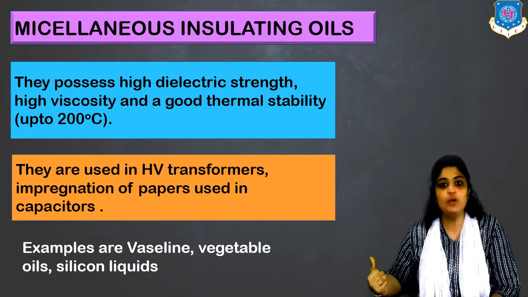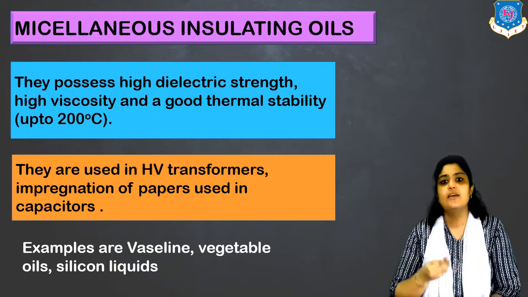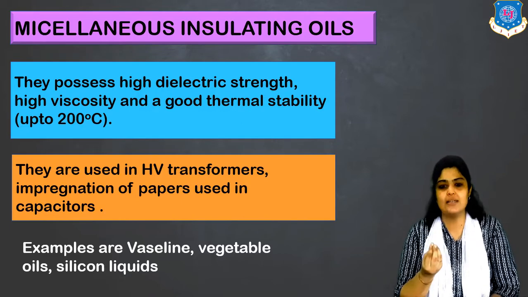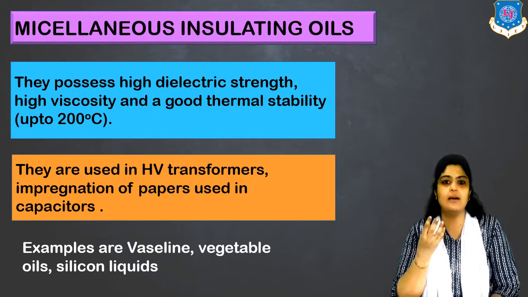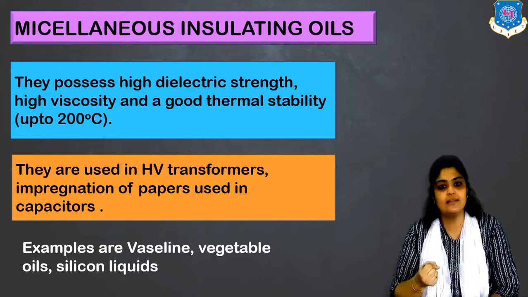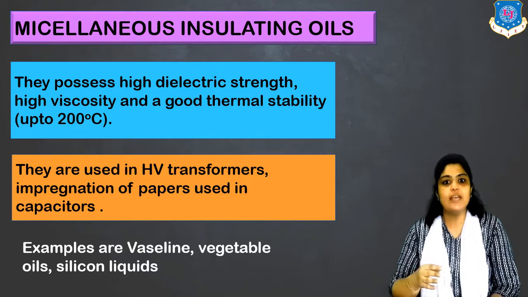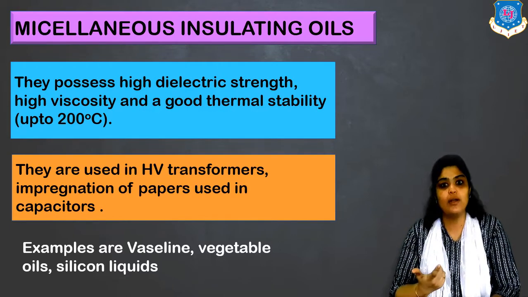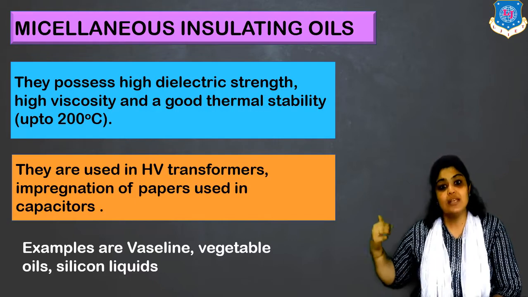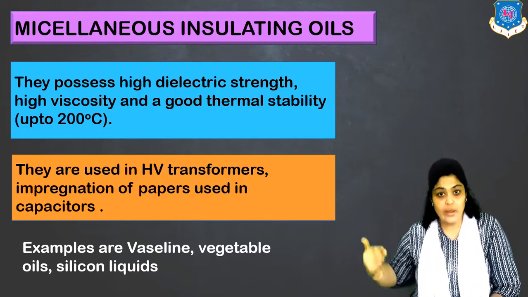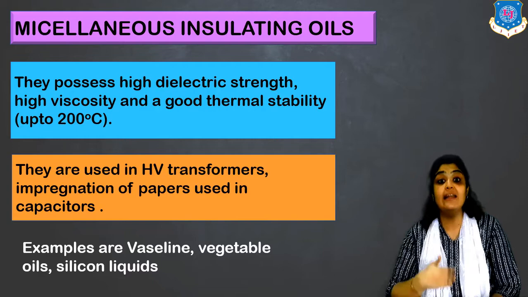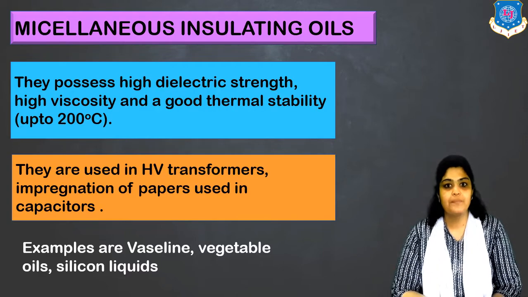Then you have vegetable oils, you have silicone liquids, which are comparatively highly viscous. Viscous in the sense, you can say they are comparatively denser. Viscous examples I would give: honey is viscous, castor oil is viscous, right? So these are the oils which fall in the category of highly viscous liquids.